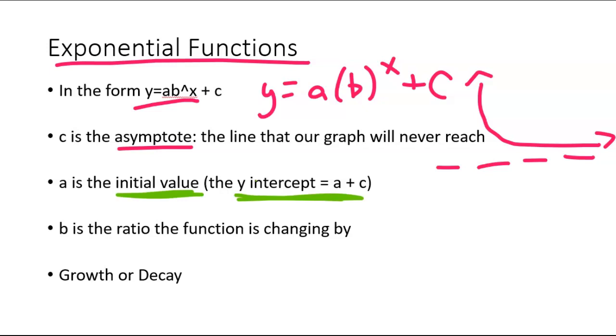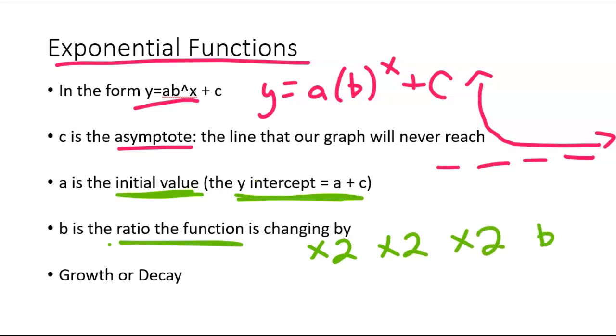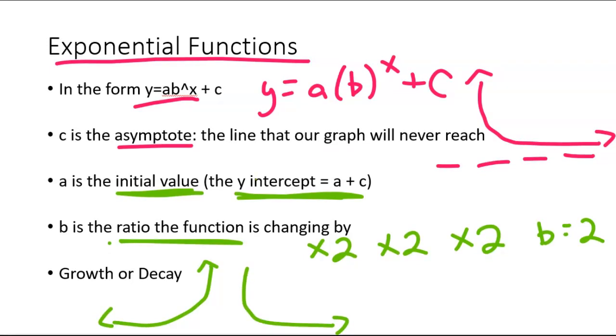B is going to be the ratio that it is changing by. Remember we were talking about things can double. So doubling means I multiply by 2 every time. Then my B would be equal to 2. And then the last thing we're going to have is that it's either going to be a growth, so it's going to end going up, or it's going to be decay where it ends going towards the asymptote.